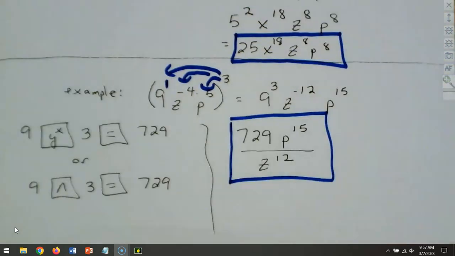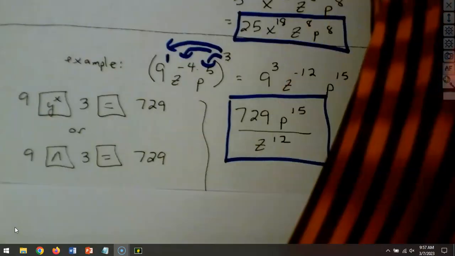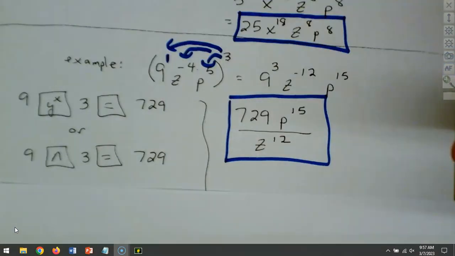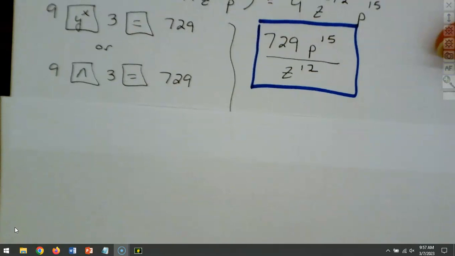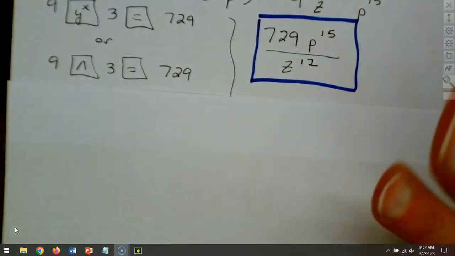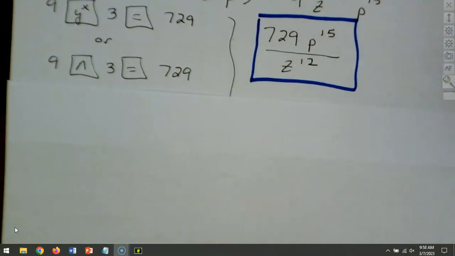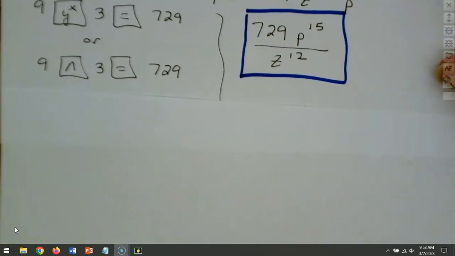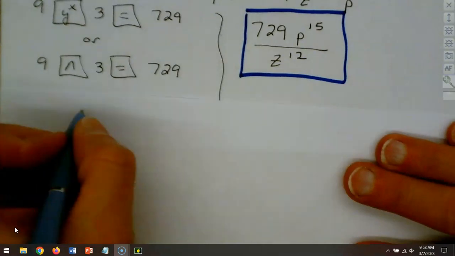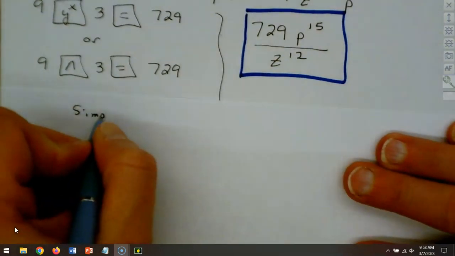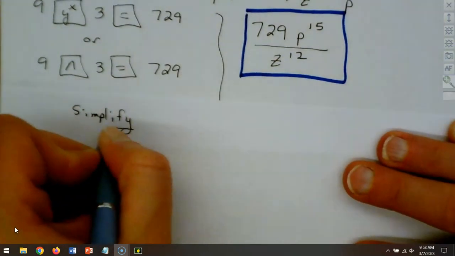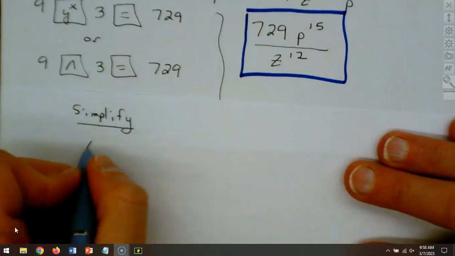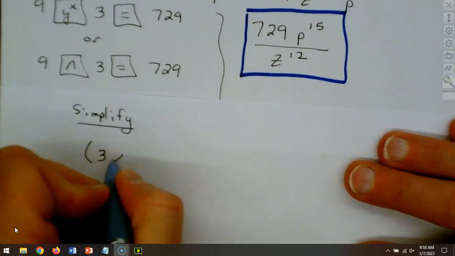Now let's go through some questions that require us to use multiple rules. They're all a little bit different. We are going to go through several of these. They're different, but they use multiple rules. So we'll start off with a fairly straightforward one.